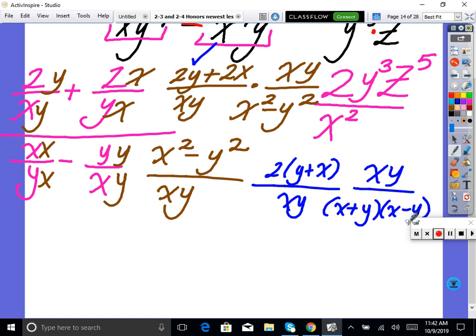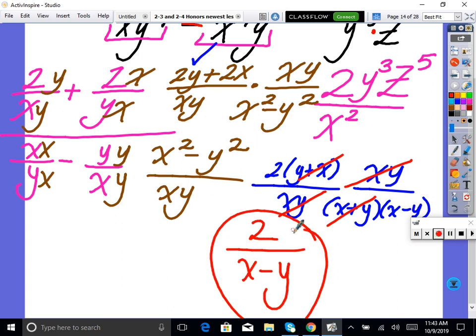We're not asked to restrict, so we can start dividing out exact factors. x plus y divides out. So left on top was the 2, and then an x minus y. So pretty quick, right? That one was pretty quick.